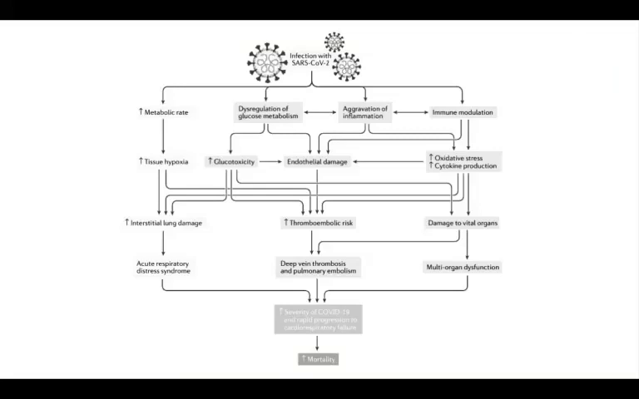Again, going to the increase in morbidity and mortality, attributing it to glucotoxicity and infection with SARS-CoV-2. So there is dysregulation of glucose metabolism leading to endothelial damage and tissue hypoxia, interstitial lung damage, and increased thromboembolic risk, which ultimately leads to all the classical finalities of SARS-CoV infection, that is acute respiratory distress syndrome, deep vein thrombosis, and multi-organ dysfunction.